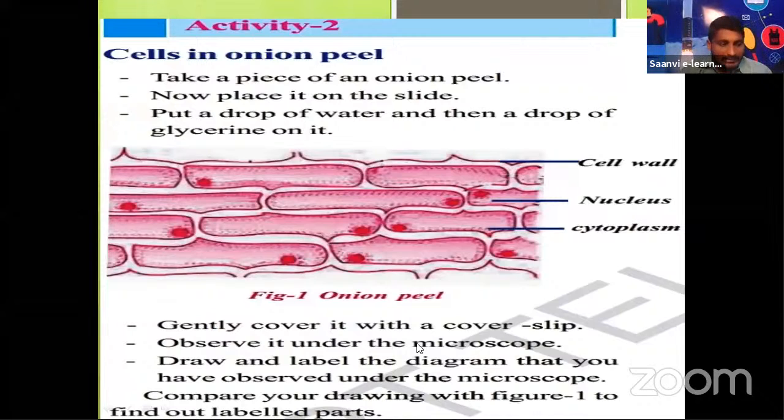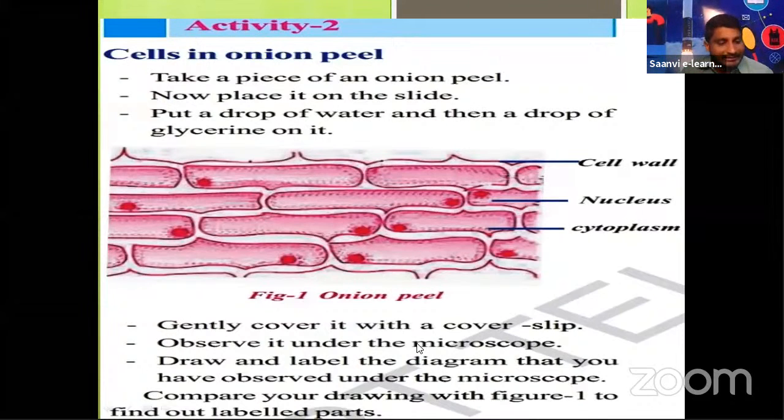Okay, children, I repeat. Take a piece of onion peel, as I told you just now. You have to peel an onion and cut out a small fleshy portion from the bulb, break this piece into 2 small parts and try to separate them. You will notice a thin translucent membrane holding the 2 pieces together. Take out the membrane and cut a small piece from it. That small piece helps you to observe under the microscope.